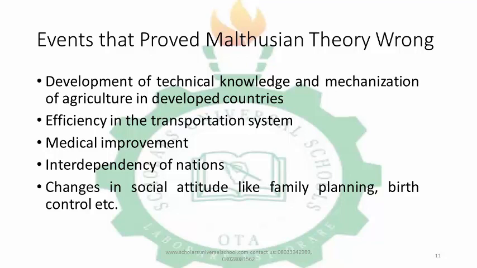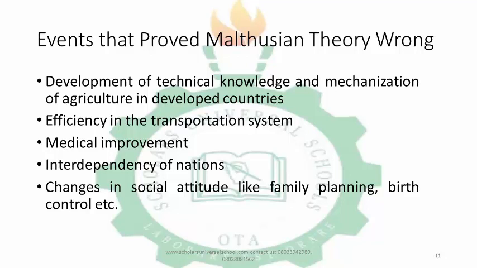This also is applicable to the developed countries. We have so many developed countries having better medical system that help to take care of the sick and the old and every other medical issues that might arise, which has helped to balance the difference between the population size and food production. The fourth event is the interdependence of nations.